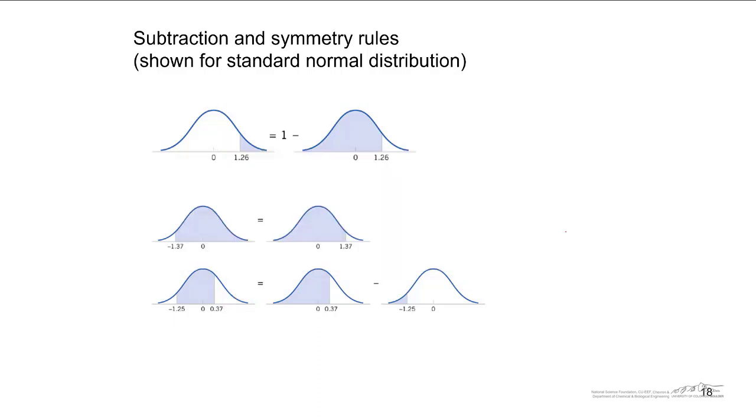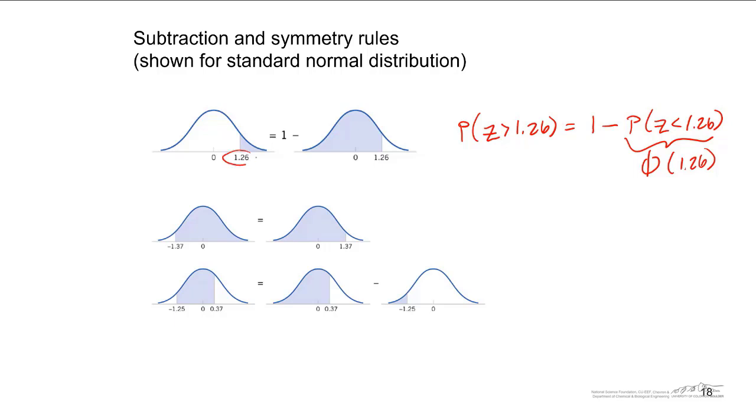The standard normal distribution has a couple of properties. Just like normally distributed variables, the probability that z is greater than 1.26, that's shown on the left here, is equal to, because of the symmetry of these normally distributed variables, 1 minus the probability that z is less than 1.26. This, incidentally, is phi of 1.26, and you can look that up in table 3, and that's how you can calculate probabilities of a z-value greater than a certain number.